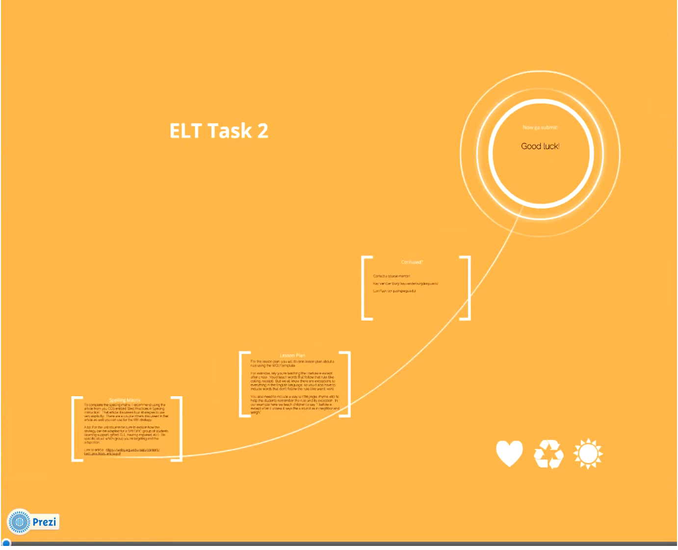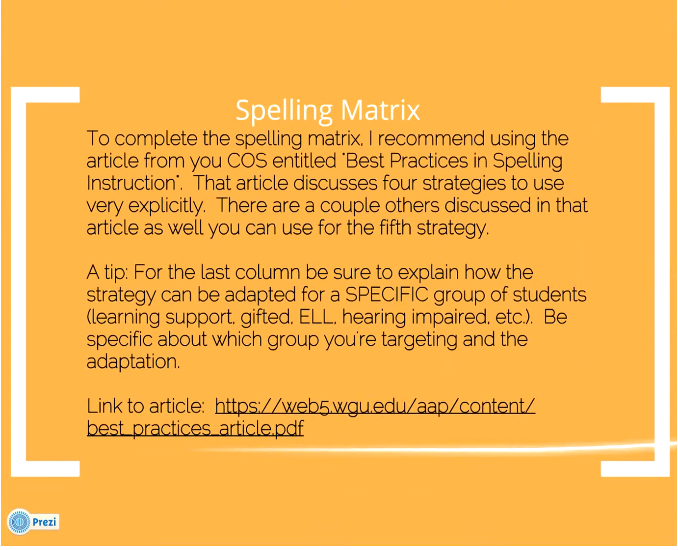This task is in two different parts. The first part of this task will require you to complete a spelling matrix. I recommend you using the article from your course of study entitled Best Practices for Spelling Instruction. This particular article is located in the spelling section of your course of study. In this article, you will find that it discusses 4 strategies very explicitly, and it also discusses each portion of the matrix that you need to fill out.